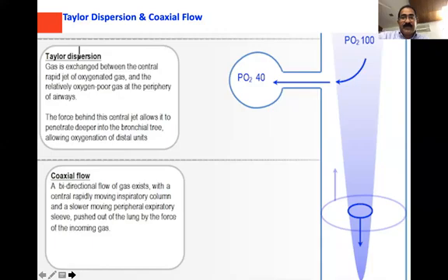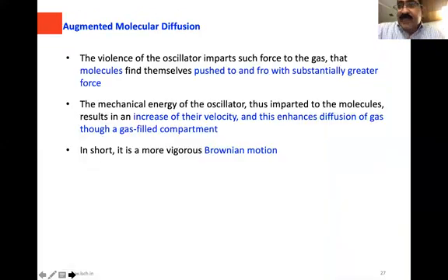Next slide, please. The violence of this oscillator imparts such force to the gas that molecules find themselves pushed to and fro with substantially greater force, from the mechanical energy of the oscillator. So there's an increase in velocity, and this enhances the diffusion of gas through a gas-filled compartment. This is called Brownian motion. Of all these six ways in which gas exchange happens, certainly the most important are your bulk convection and your pendulum along with your Taylor dispersion. Next slide, please.